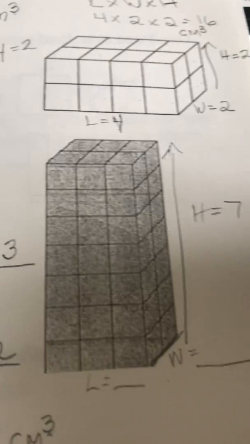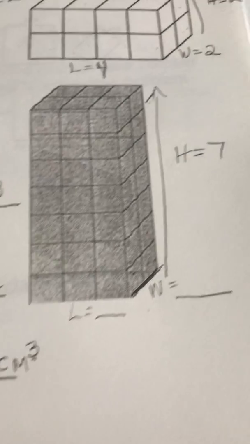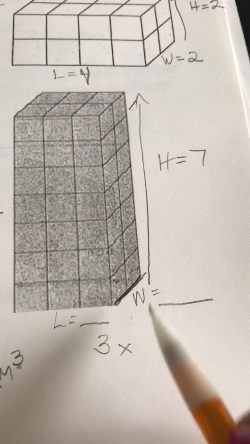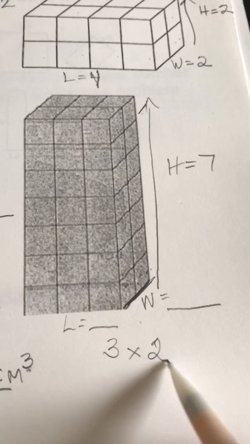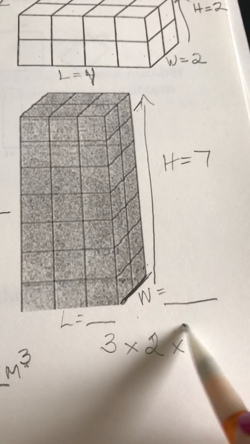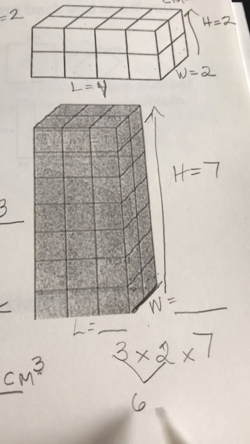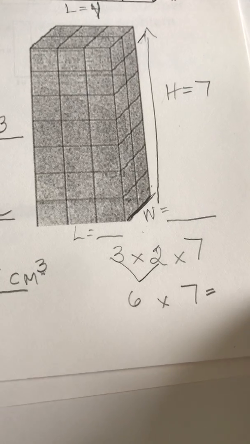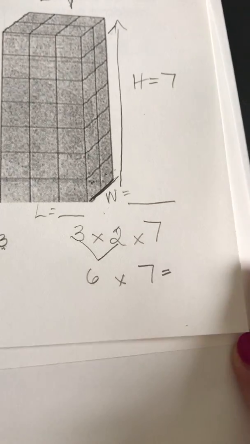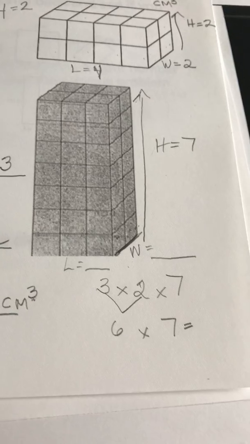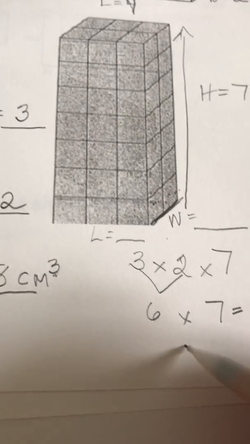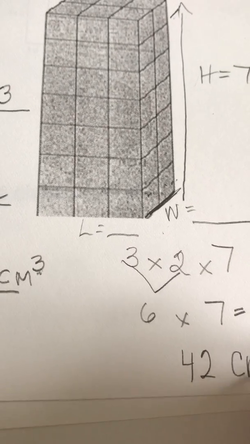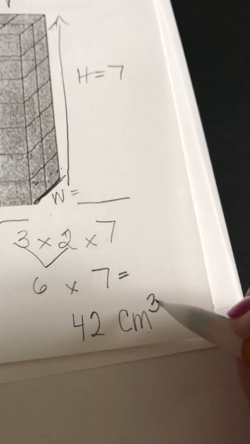Oops, I told you that one. Okay, what do we have? We have 3 times 2 times 7. Now I have 6 times 7. Oh, look at that. We did our 7s today when we did our jumping jacks. So 7 times 6 equals, you got it, 42. And 42 what? Because we need to remember that we need to label centimeters cubed with the 3.